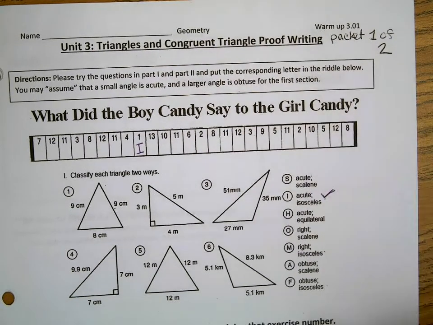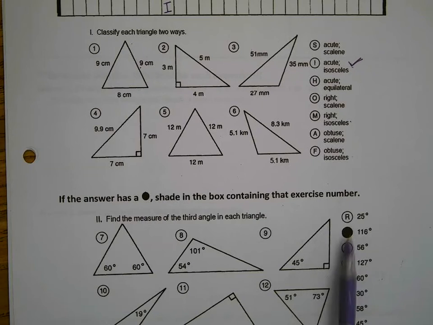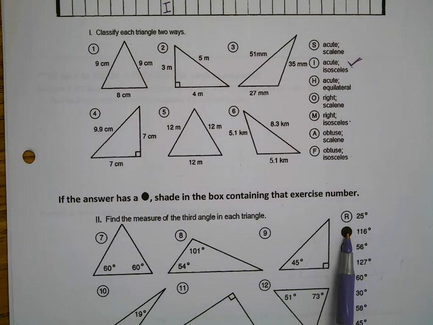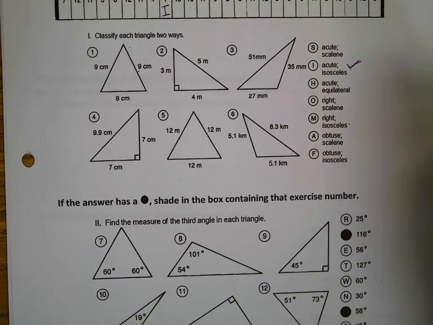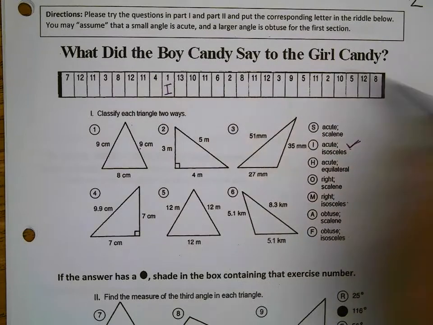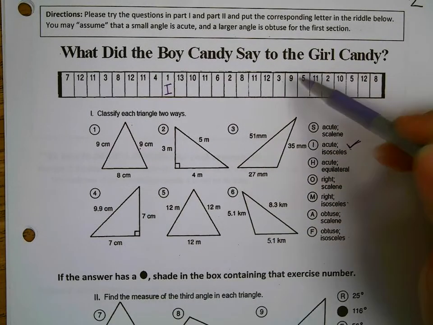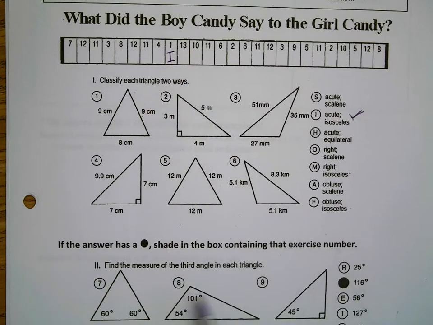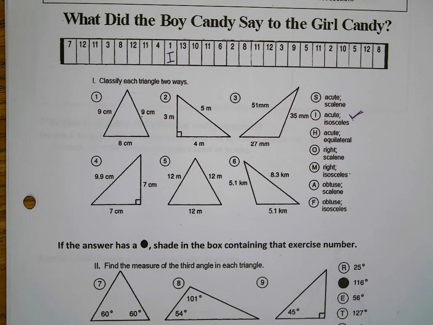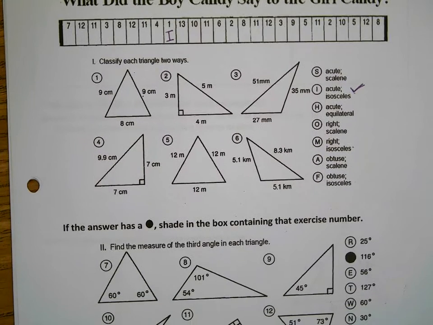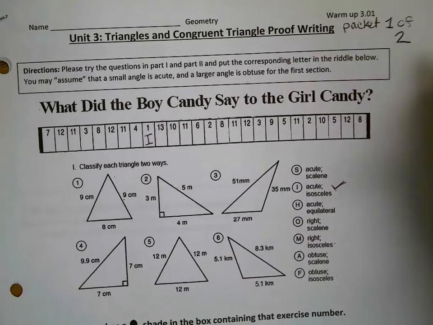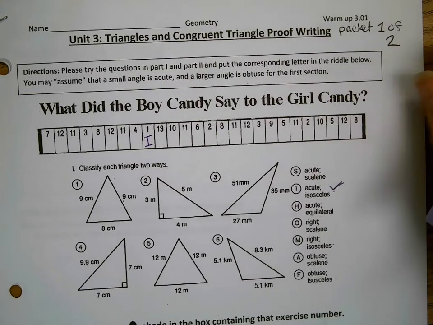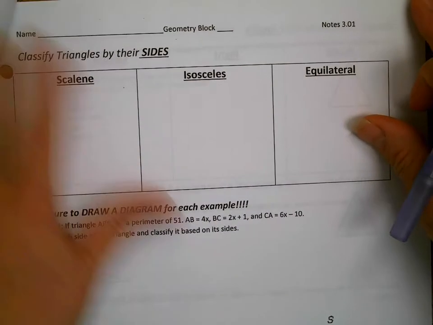All right. Down here, just some directions. If the answer has a closed box next to it, like an angle of 116, whatever number that corresponds to up here, 7 through 12, you're going to cross out that box. So you're just going to shade in the box containing that exercise number. So try what you can on this front page, upload it. If you need to watch the notes first and then come back to this at the end, please do. But starting in our notes.